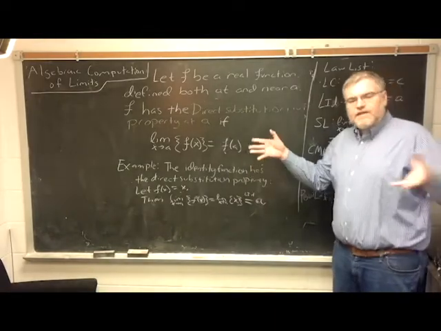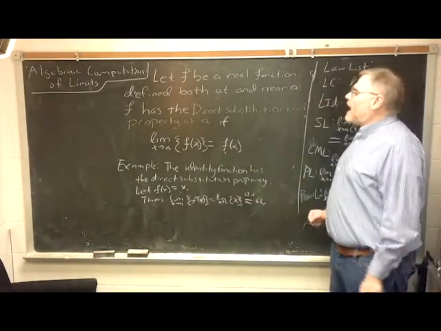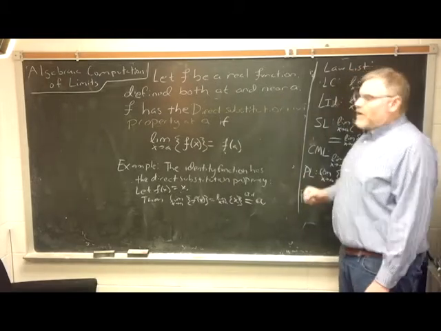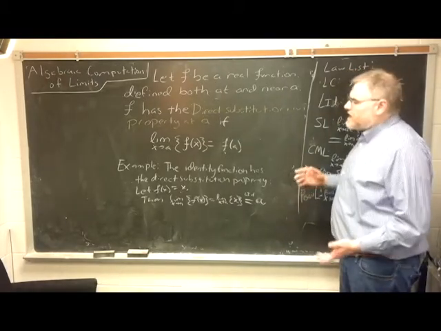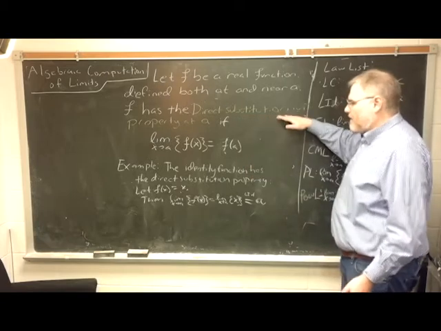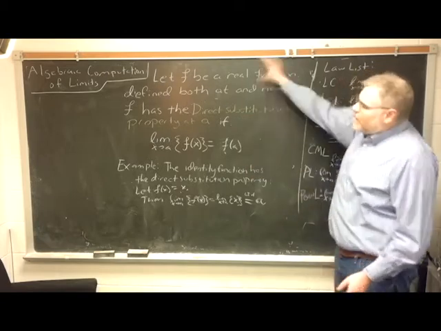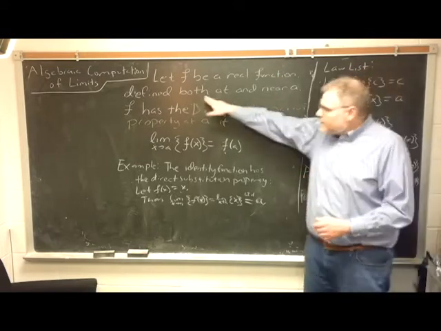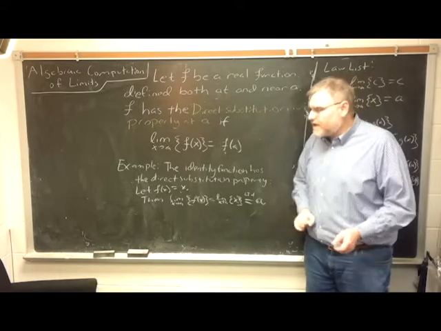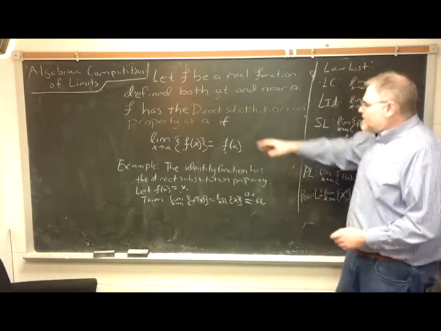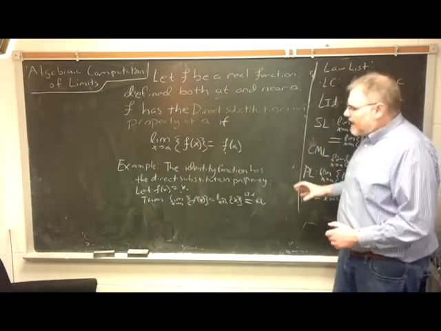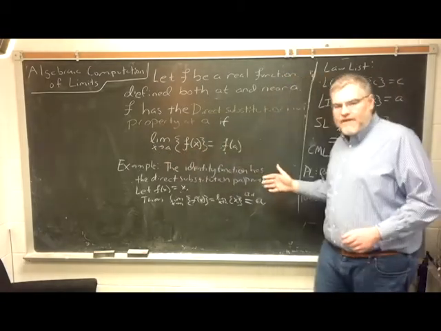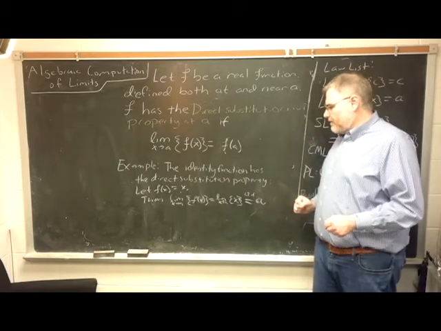If a function is like the last one, where I could have just subbed in a for whatever the variable was, we say such functions have something called the direct substitution property at a. So let f be a real function defined both at and near a. Now notice here I need it defined at a. I'm not just talking about near anymore. f has the direct substitution property at a if the limit as x goes to a of f of x equals f of a, just like it did for that last polynomial.